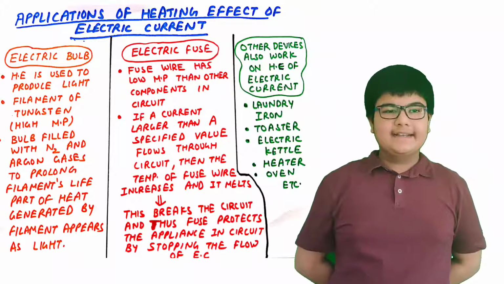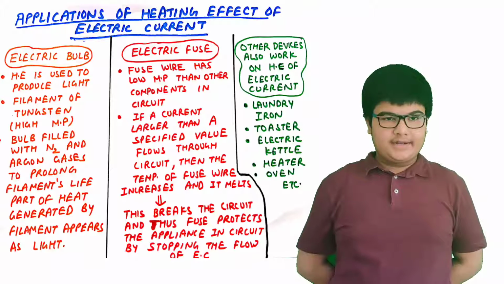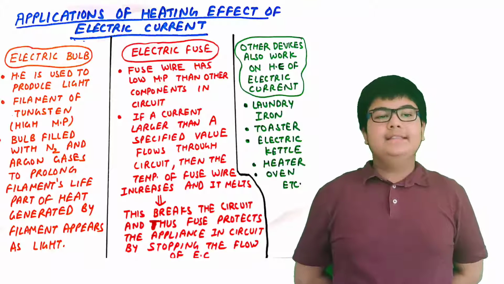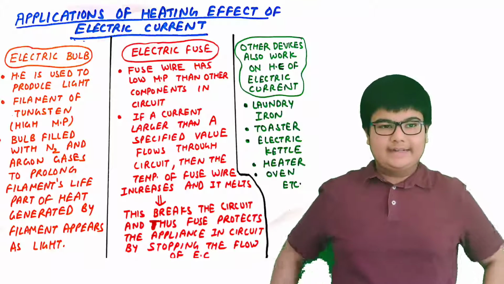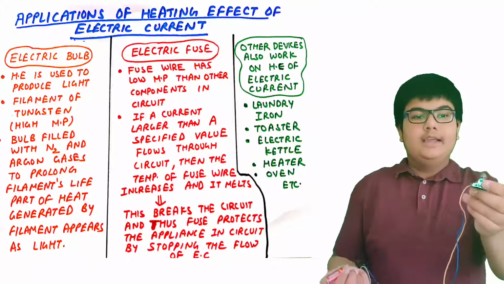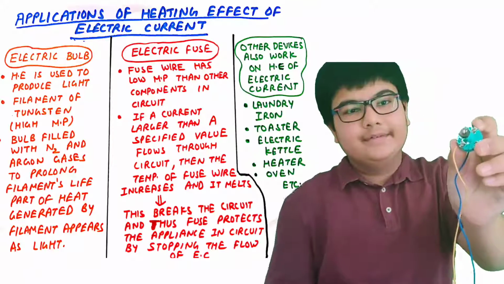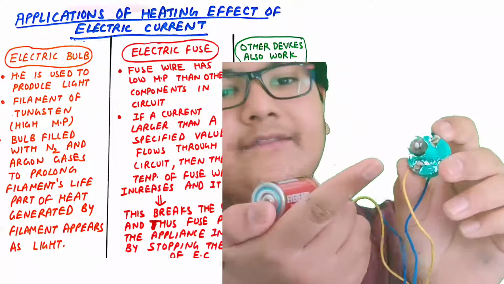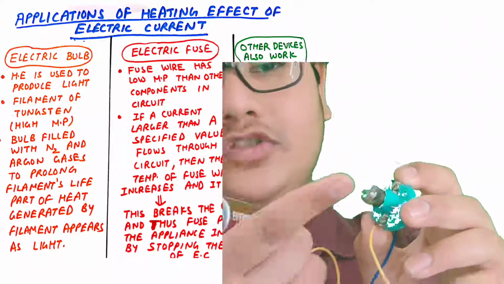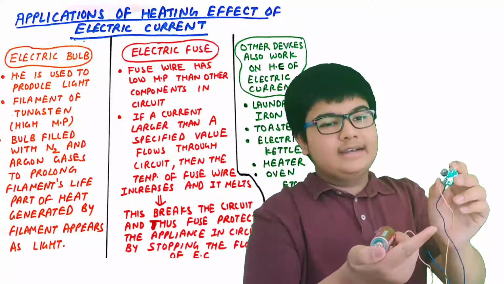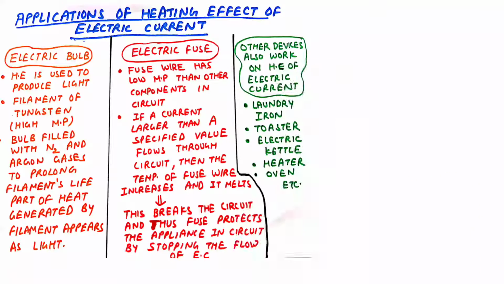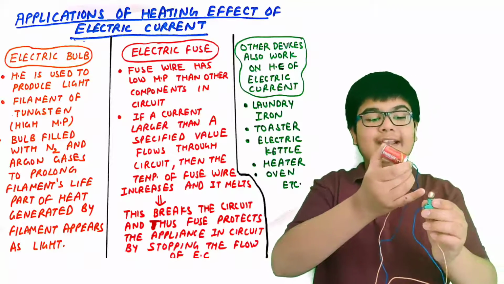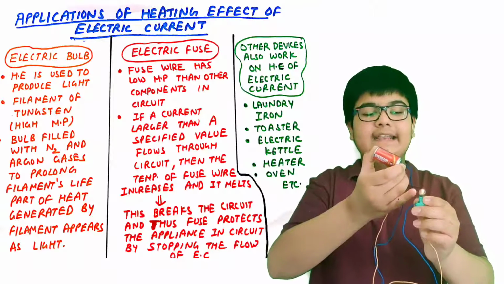Now let us understand the practical applications of heating effect of electric current. 1. Electric bulb. So in electric bulb, the heating effect is used to produce light. You can see the filament of this bulb. The filament of this bulb is made up of tungsten, which has a very high melting point. Also, this bulb is filled with nitrogen and argon gases to prolong the filament's life. When current is passed through this bulb, a lot of heat is generated in the filament and part of the heat appears as light.